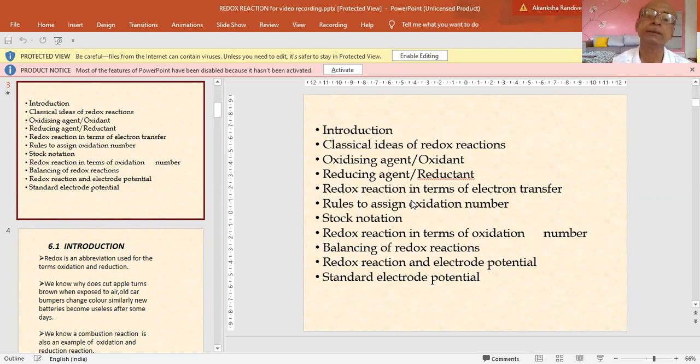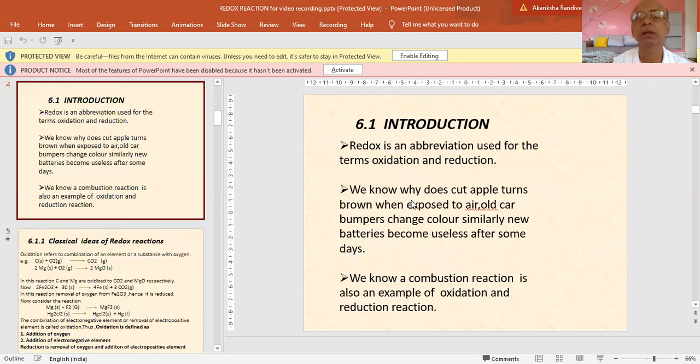Basically, redox reaction is an abbreviation used for the terms oxidation and reduction. So redox is a combination of these two words, oxidation and reduction. Oxidation is a reaction. Similarly, reduction is also a reaction. And there is a particular reaction.